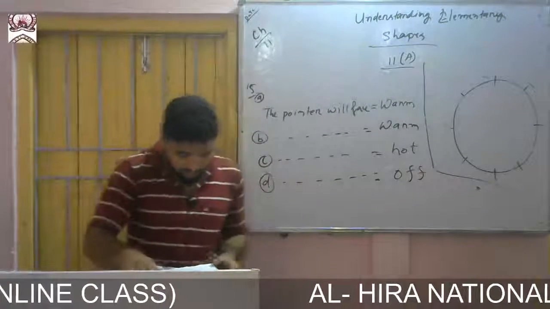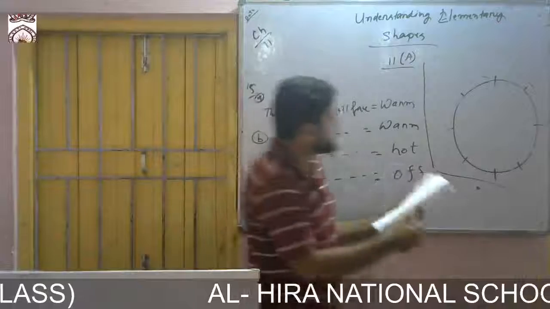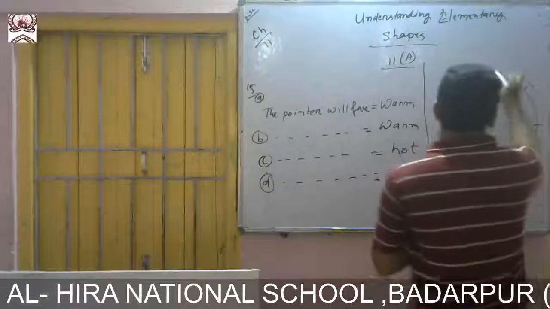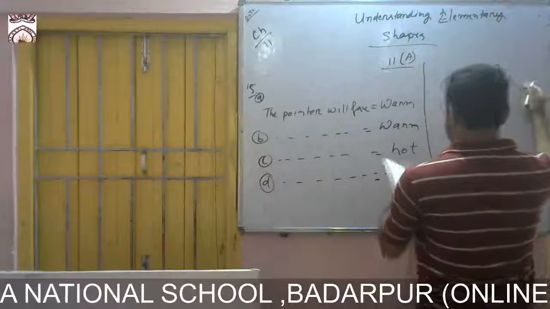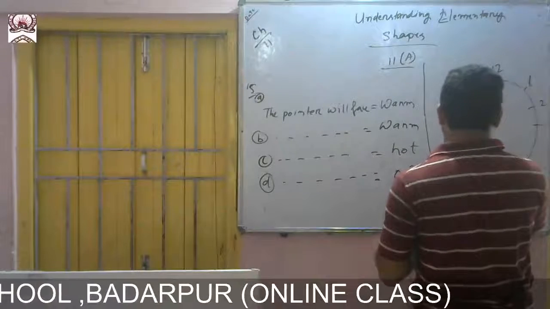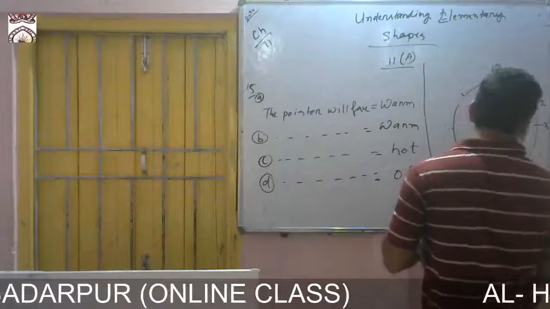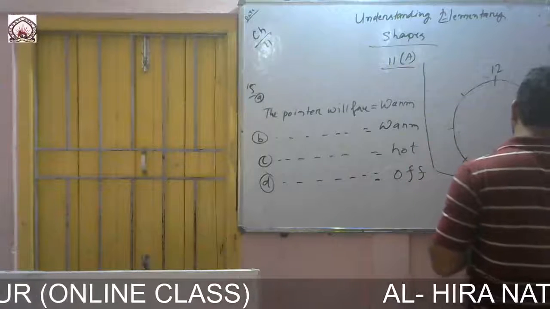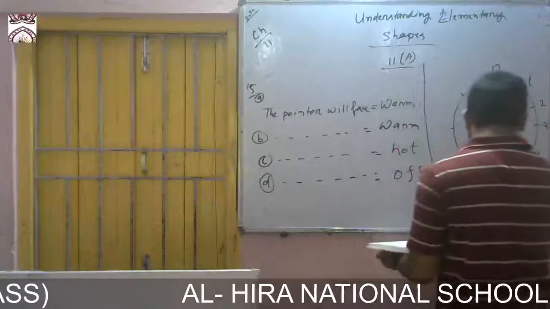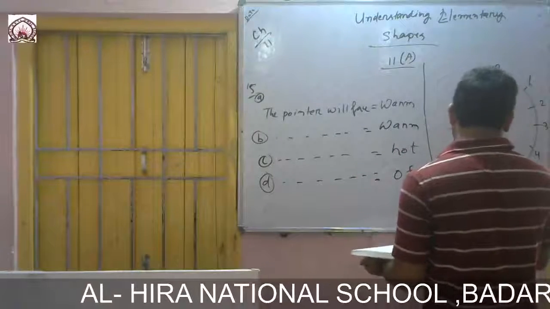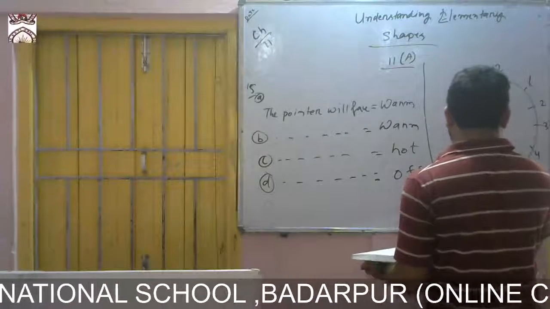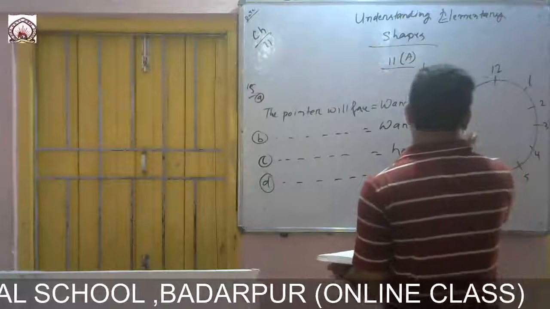So let me draw the clock. It is 12, then we get 1, then here 2, then 3, then 4, here 5, then 6, here 7, then 8, and here we will get 9.